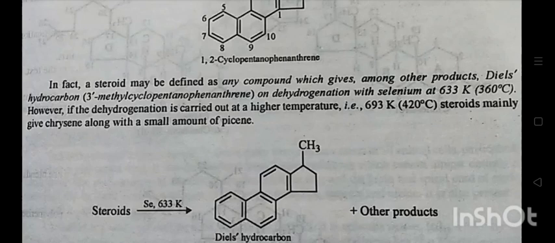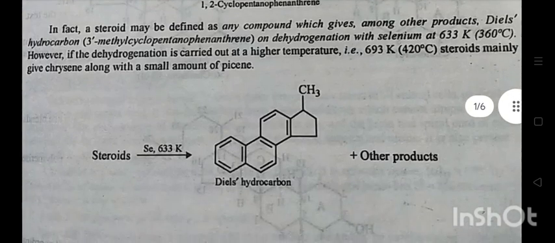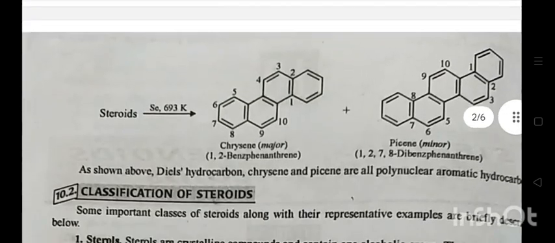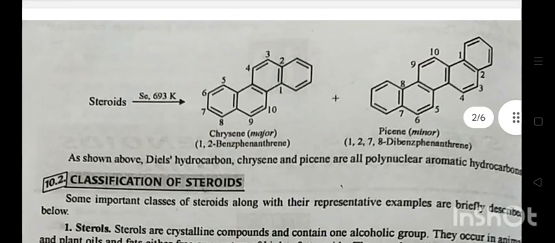However, if the dehydrogenation is carried out at a higher temperature, that is 693 Kelvin or 420 degrees Celsius, steroids mainly give chrysene along with a small amount of pyrene. Steroid on reaction with selenium at 633 Kelvin gives Diels hydrocarbon and other products. Steroids on reaction with selenium at 693 Kelvin give chrysene, a major product.